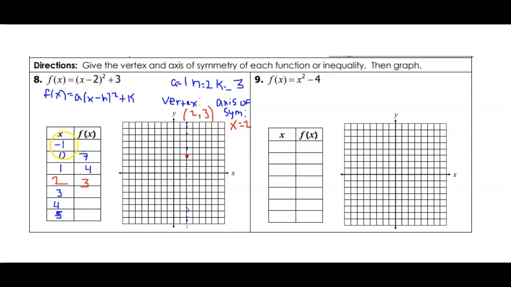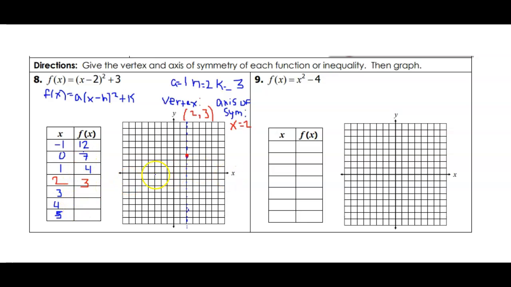Okay? And then at negative 1, negative 1 minus 2 is negative 3. A negative 3 squared is 9. And then 9 plus 3 is going to be 12. This one's not even going to be on our graph, so it won't even make it.